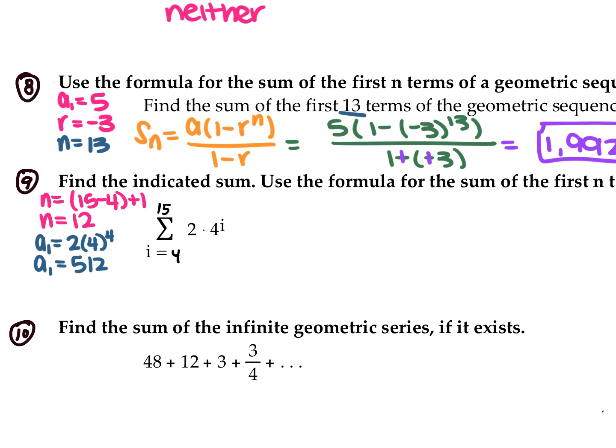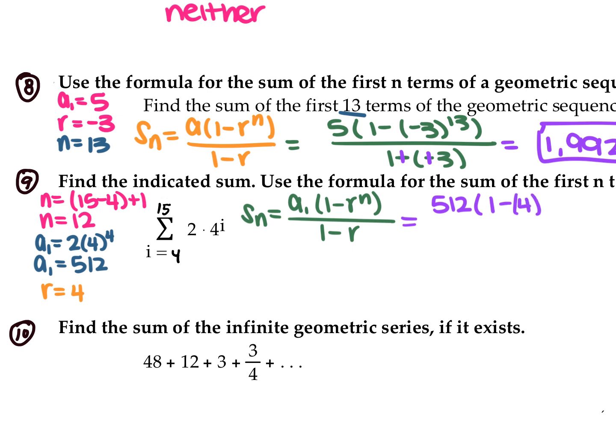So use your formula from the one before this, because you need n, you need r, and you need a sub 1. Your r is the 4, so you can write that down. Again, we're using S sub n equals a sub 1 times 1 minus r to the power of n all over 1 minus r. Plugging those values in, your a sub 1 is 512 times 1 minus 4, to the power of 12, all over 1 minus 4.